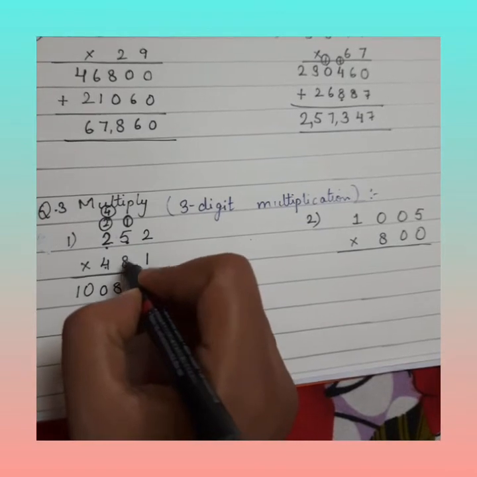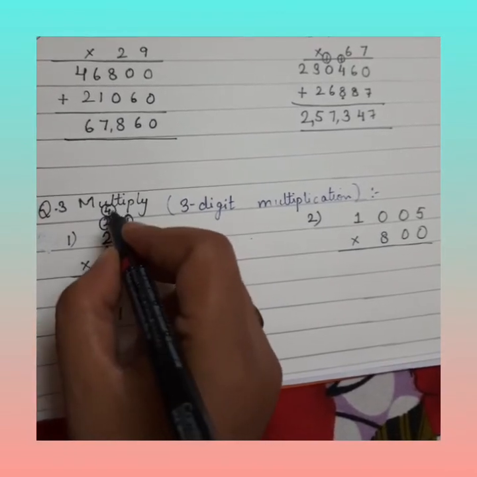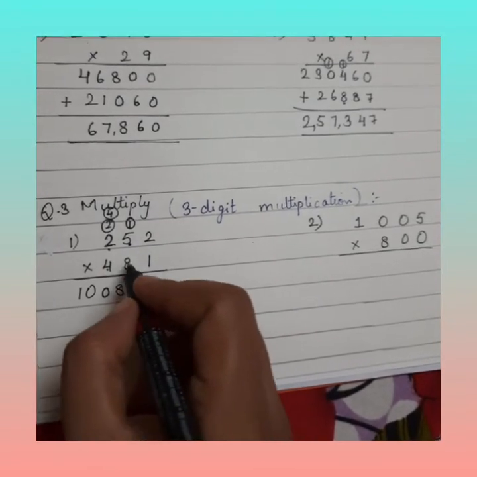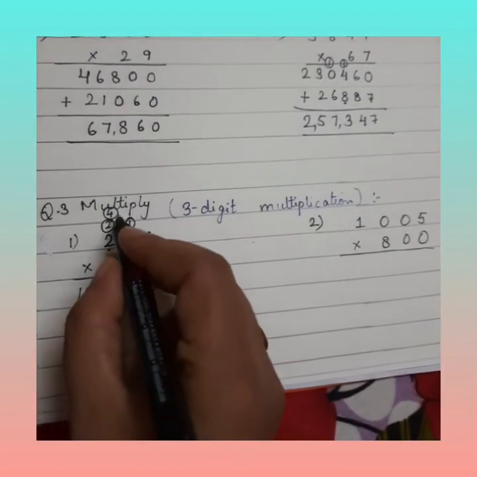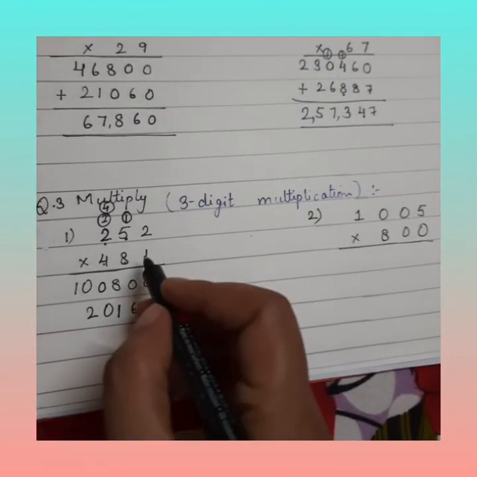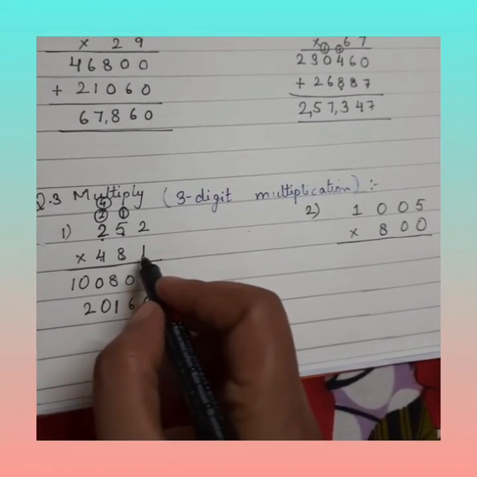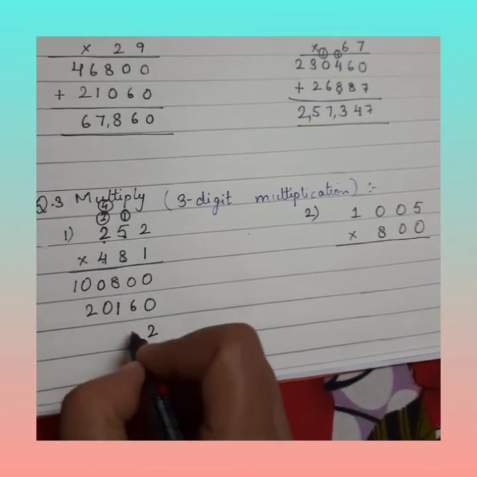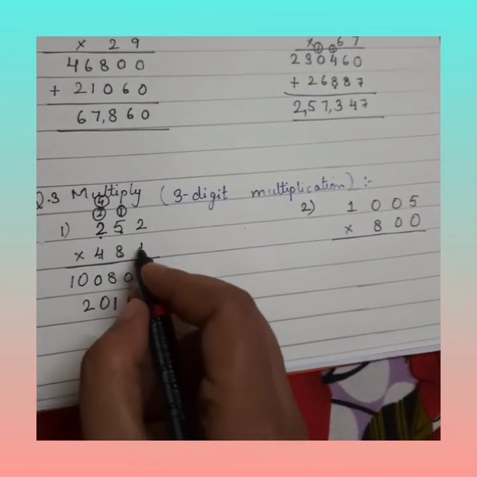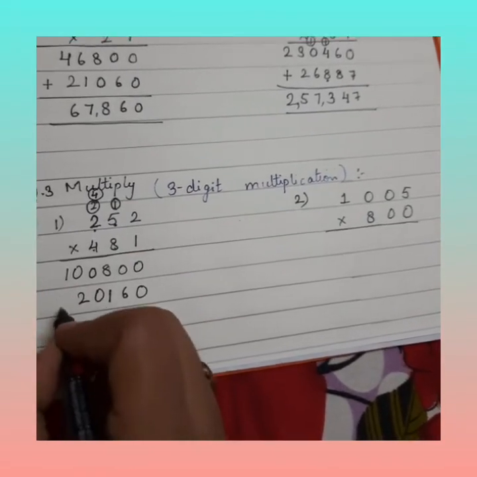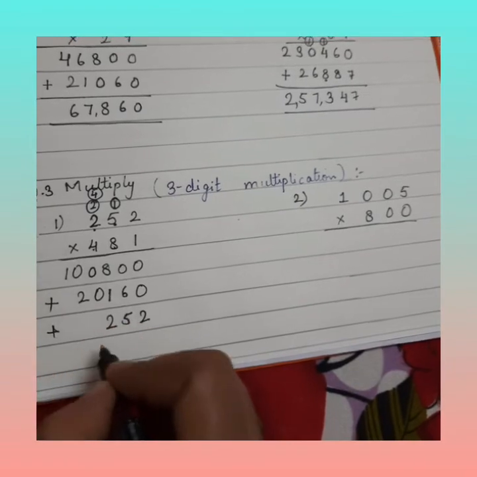Then 4 2s are 8, plus 2, 8 2s are 16, plus 4, 20. Then 1, 1 2s are 2, 1 5s are 5, 1 2s are 2 again. Now add all the numbers.